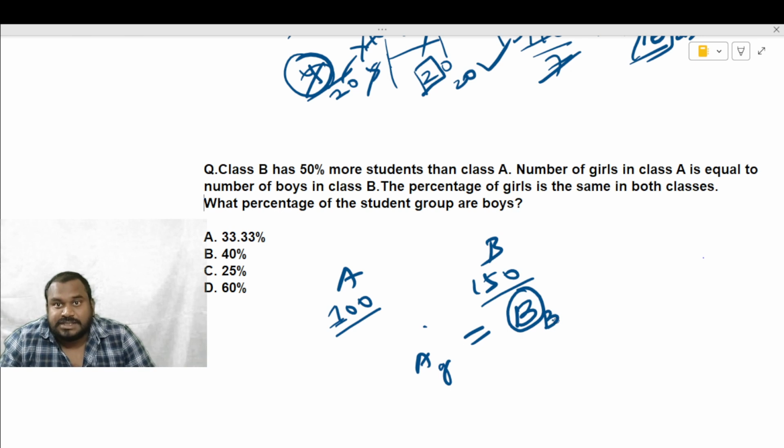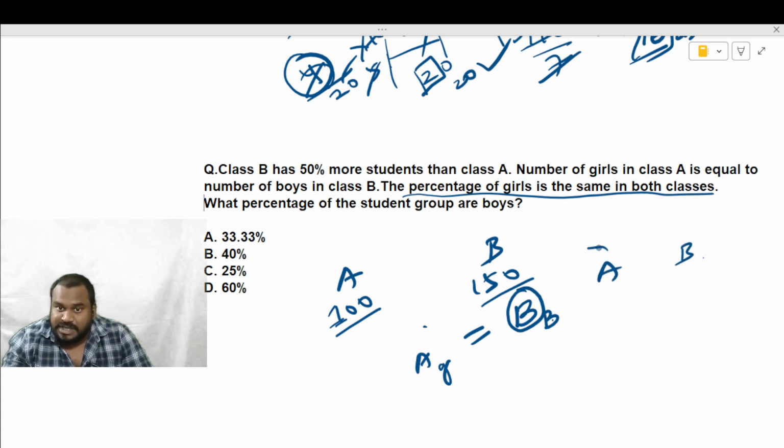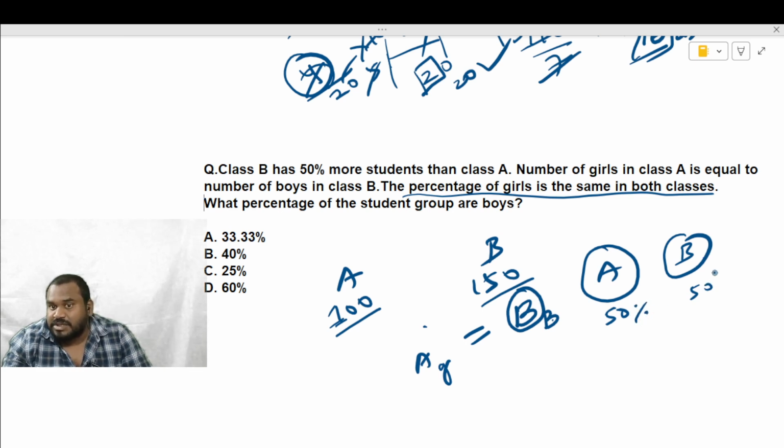Now we've got one condition: the percentage of girls is the same in both classes. Very good point. What is the same? The percentage, not the number. In class A and in class B, the percentage of girls is the same. There are 50 in this one doesn't mean there are 50 here also. The percentage is the same, not the number.